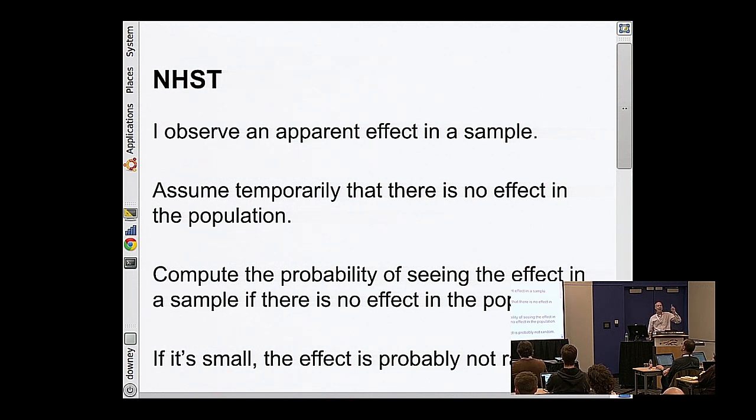NHST, null hypothesis significance testing, similar logic. So you go out and you measure something. You see an apparent effect that appears in your sample. The example that we're going to do is one that I measured when my wife and I were expecting our first child. We heard that first babies are more likely to be born late. And then we heard that first babies are more likely to be born early.